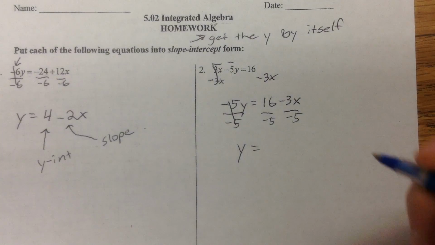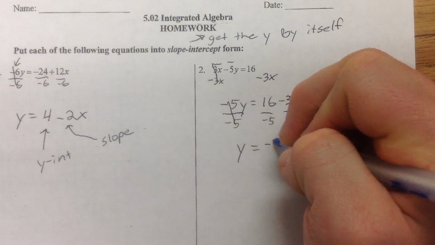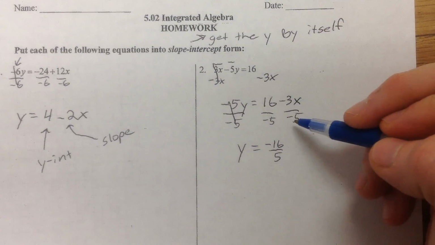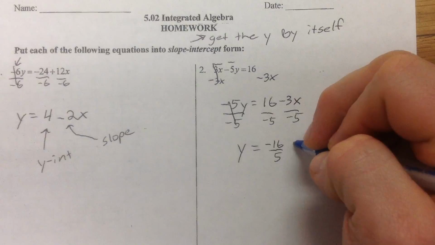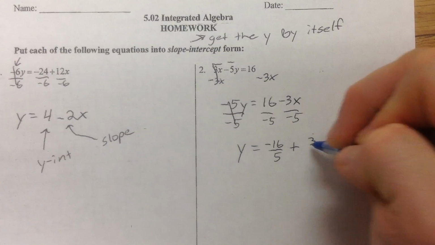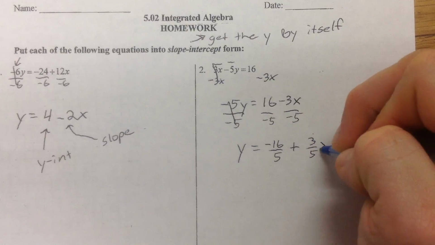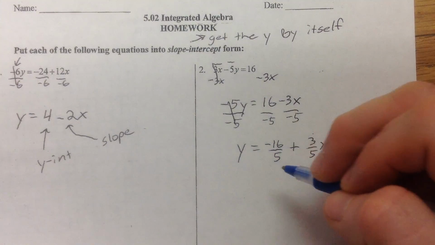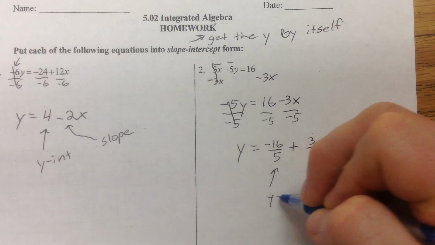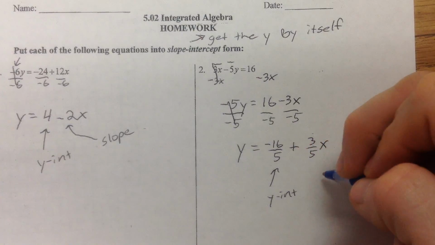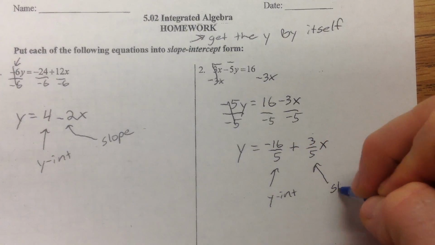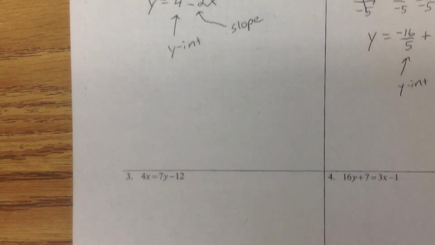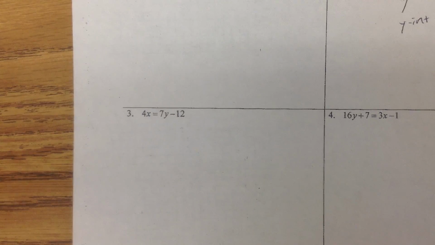So I'm going to go y equals -16 over 5, and then here negative divided by a negative is going to turn that into a positive 3 over 5x. Okay, so that's going to be our final one here. And then again, this one would be our y-intercept because it doesn't have the x next to it. This one right here would be the slope because it is next to the x. Okay, let's take a look at number 3.